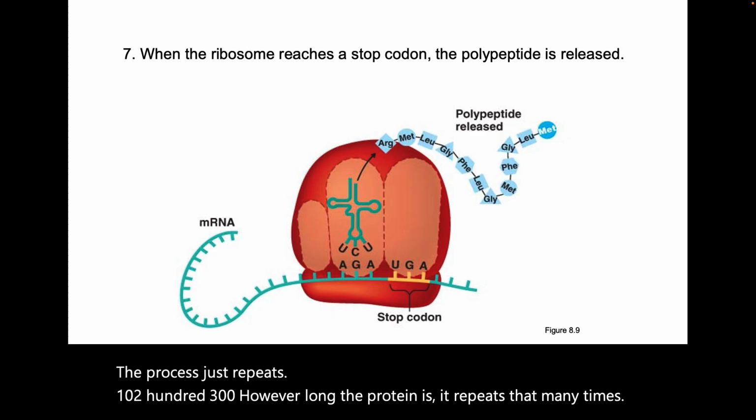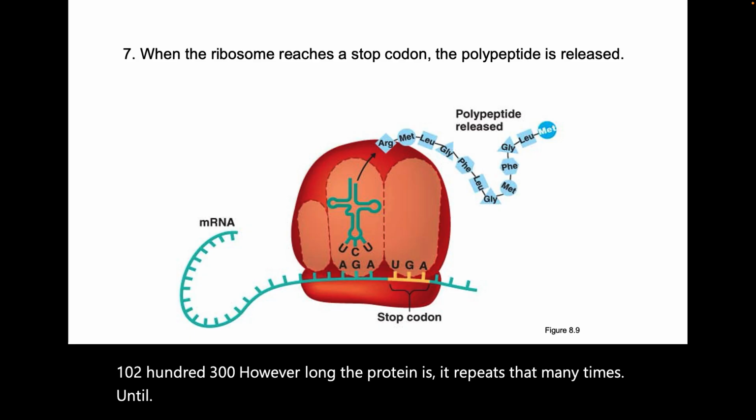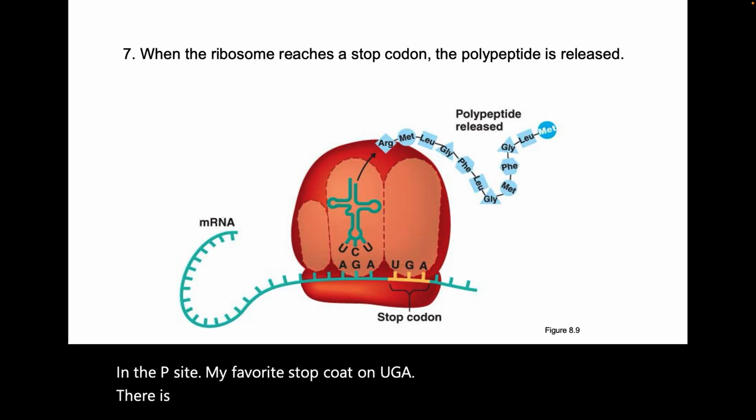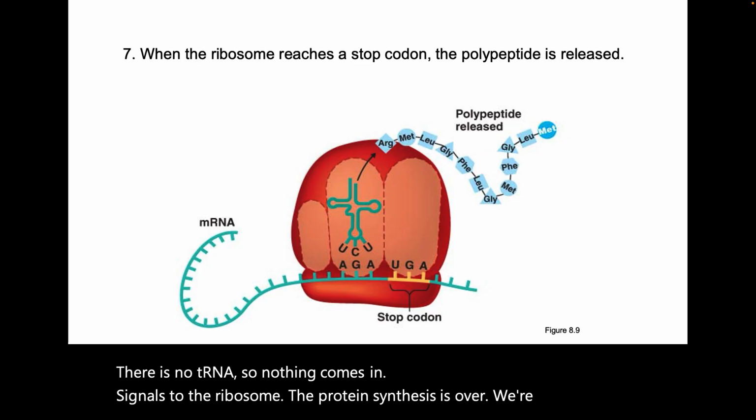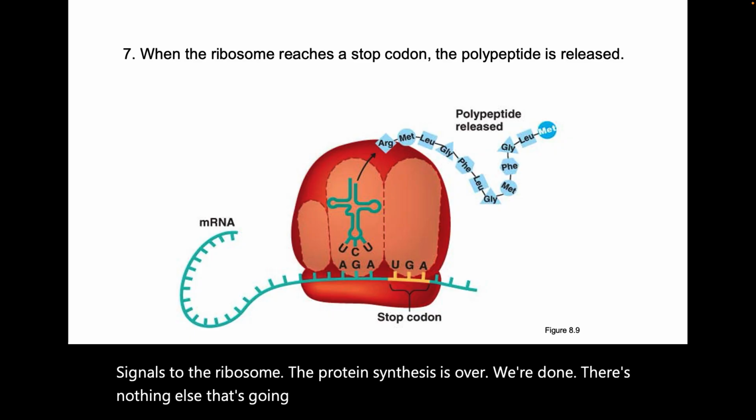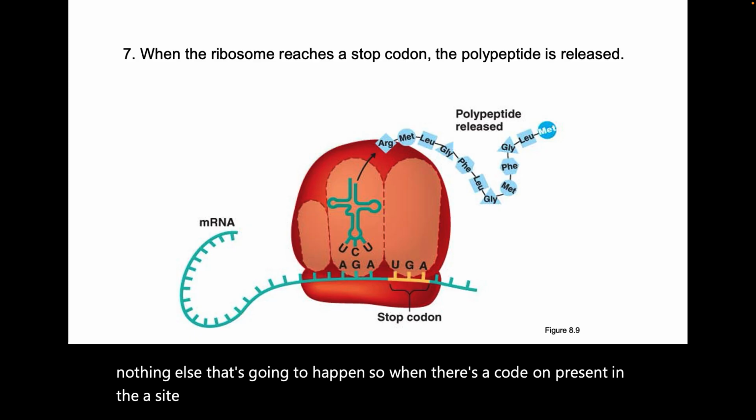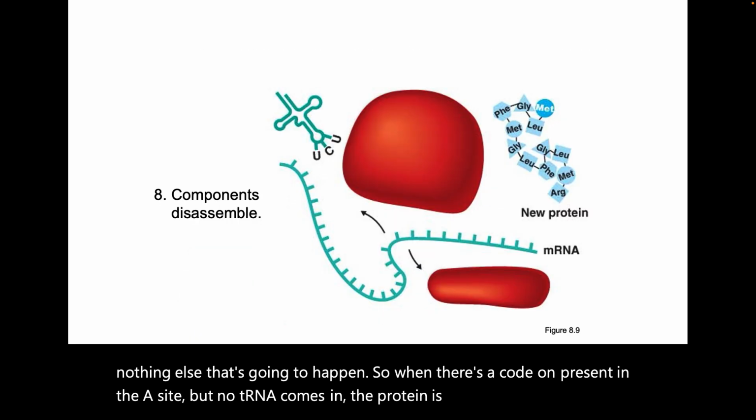Until in the A site, here's my favorite stop codon, UGA. There is no tRNA, so nothing comes in. UGA signals to the ribosome that protein synthesis is over, we're done. There's nothing else that's going to happen. So when there's a codon present in the A site, but no tRNA comes in, the protein is released and everything falls apart.